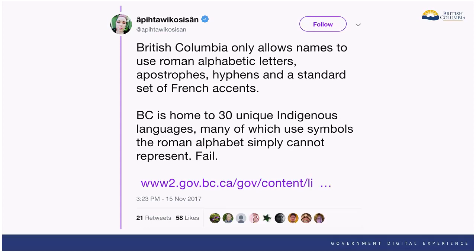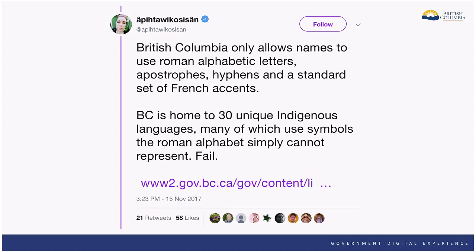So about 2 years ago, I came across this tweet from Chelsea Vowel, who is a Métis scholar in the Edmonton region. She was doing an analysis of different provinces' ability to support Indigenous languages. This was related to Call to Action 17, which calls upon all levels of government to enable residential school survivors and their families to reclaim their names that were changed by the residential school system.